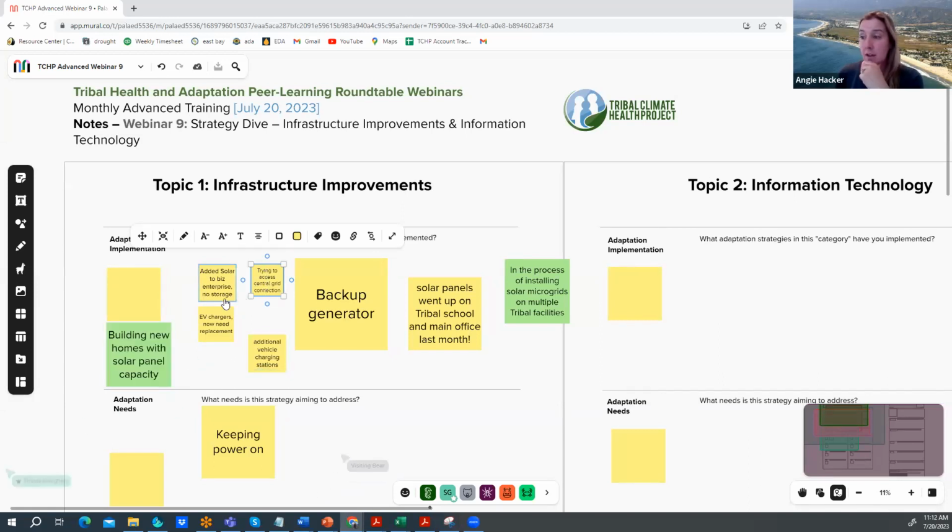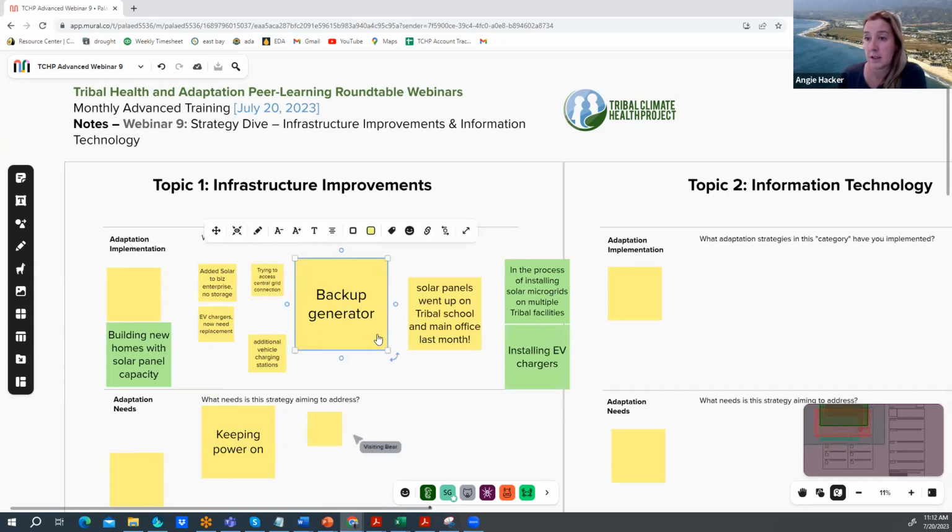So yeah, we're seeing a lot of energy stuff here. Solar, and people are talking about EV chargers now needing replacement. Some folks have already installed chargers, and it sounds like they might need to be replaced. Other folks are trying to add more vehicle charging stations, a backup generator. Yep, most charts I come across at least have a backup generator.